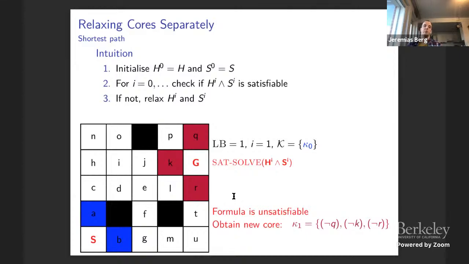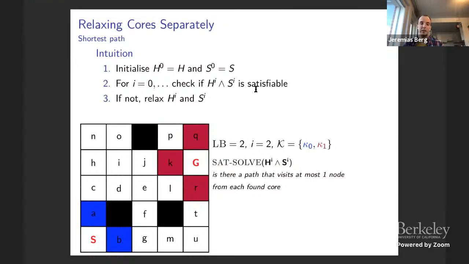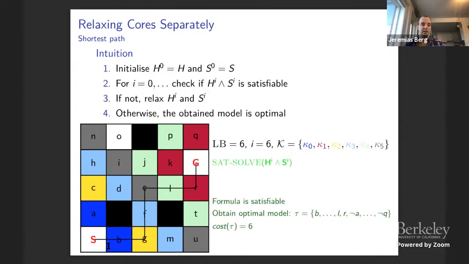And now we can again do the same thing. We re-relax the instance, saying, okay, in subsequent iterations, you're allowed to falsify one node from this core and one node from this core. And then we keep going until we found enough of these cores to actually allow us to terminate. After we found, I think it's six cores, we now ask, is there a path between the start and the goal nodes that visits at most one node from each found core? In other words, goes through a node of a specific color at most one time. And this time around, we can of course find one, and the SAT solver can return satisfiable, and we get our model and we're happy.